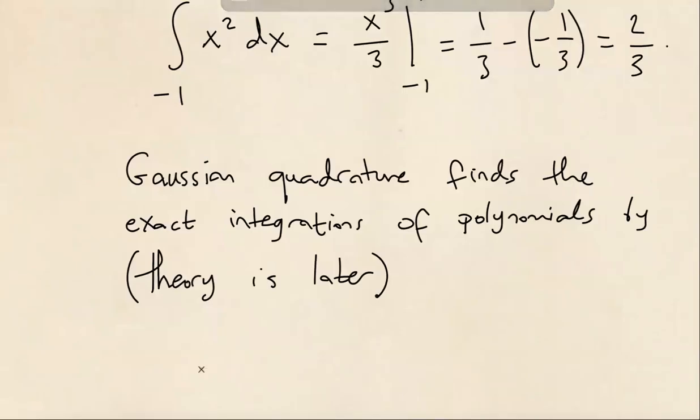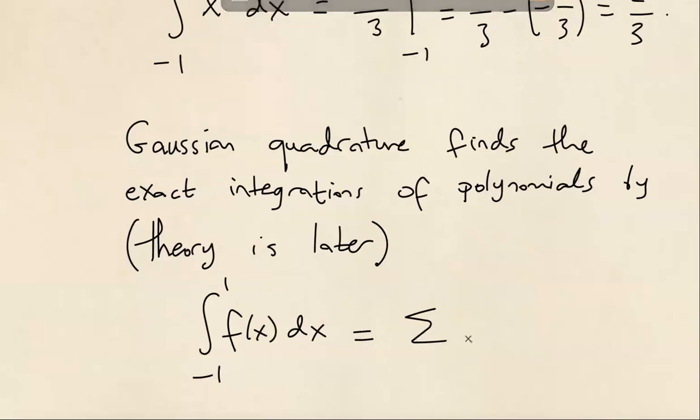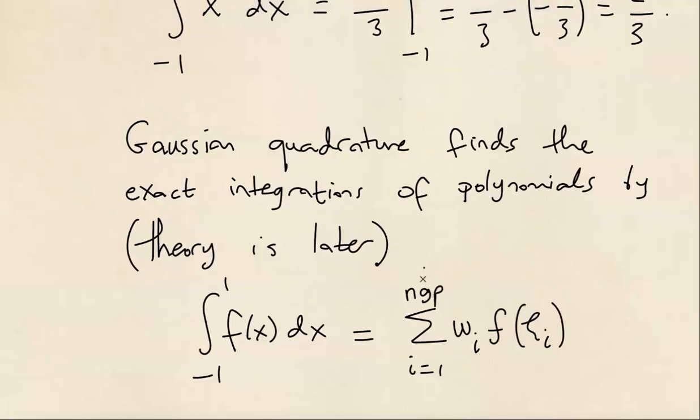I'm going to show you that any integral of f(x) dx from -1 to 1 can be found by a summation of the multiplication of the weights w_i times f evaluated at some integration points x_i, for i equal to 1, 2, up to NGP, which stands for number of Gauss points.